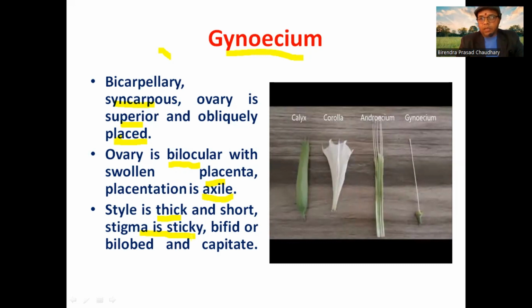In this figure you are looking at, this is the figure of gynoecium. Here, this is the ovary, this is the style, and here this is the part of stigma. And this figure is the androecium. The stamens are fused to the petals. This is the corolla, and this one you can consider the calyx, which contains the sepals.